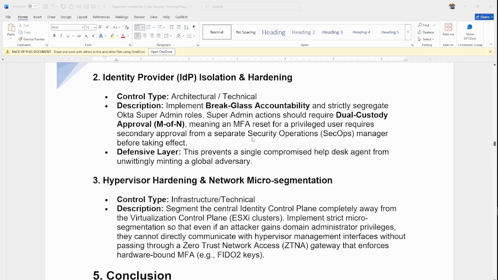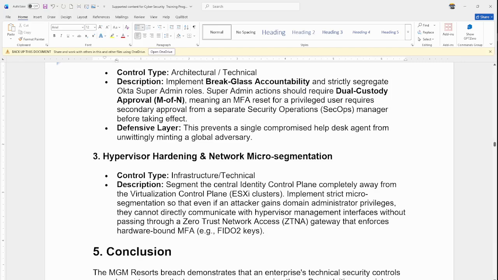So this is what you will be doing: a separate security operation manager approval before it takes effect. If you are doing super admin access, you should have one more approval. Okay, this prevents a single compromised help desk agent from unwittingly minting a global admin. Okay, this will give an extra layer of protection. Then you are controlling at the infrastructure level. Now you are controlling at your data center level, which is technical. Okay, this is architectural and technical. This is at the infrastructure level.